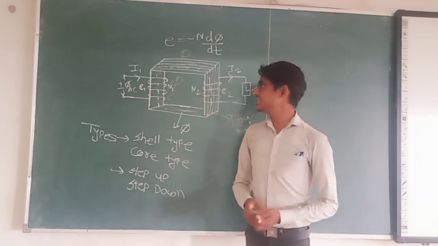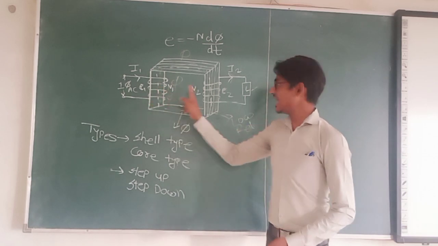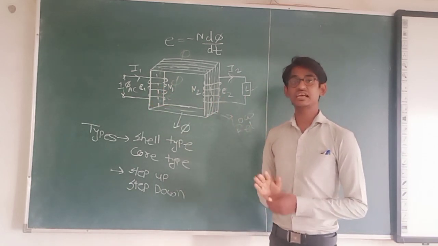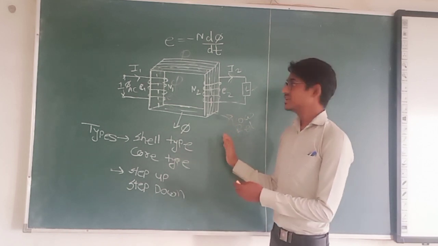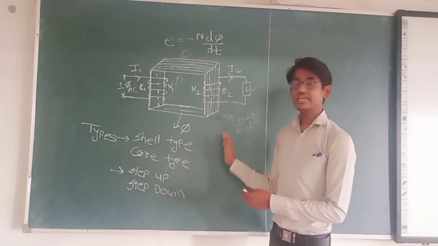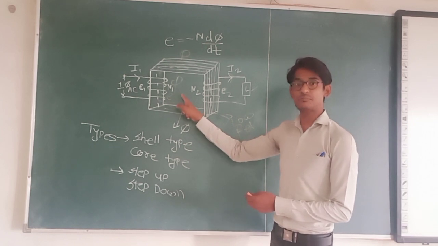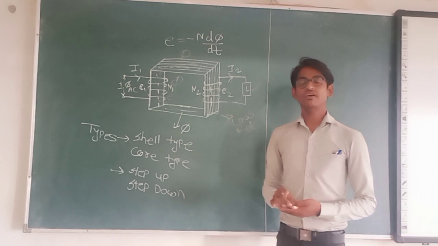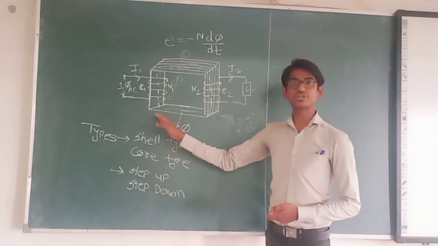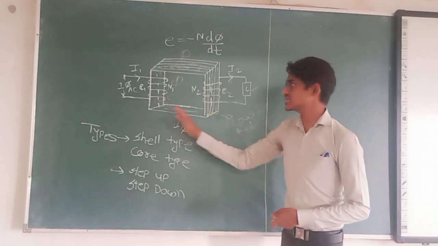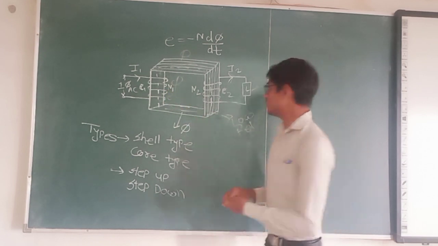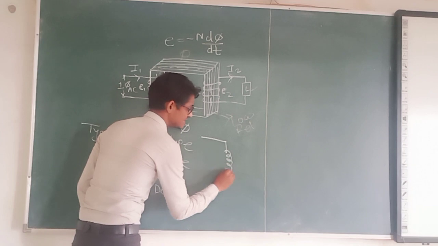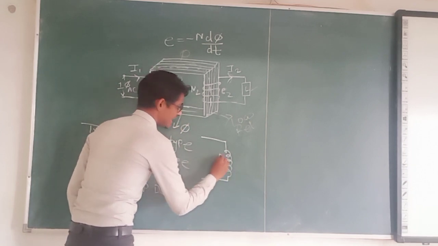Kindly consider that the primary winding and secondary winding are electrically not connected. They are electrically separated from each other. Due to this, we say these two windings are magnetically coupled. In every study, it is not possible to represent the transformer construction always like this, so we easily draw the primary winding like this, which has N1 number of turns.